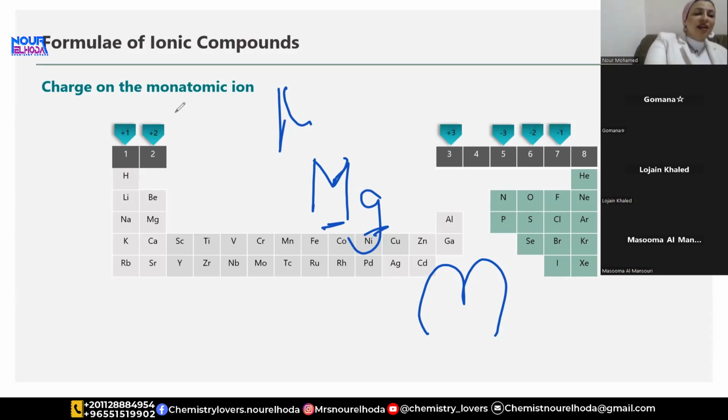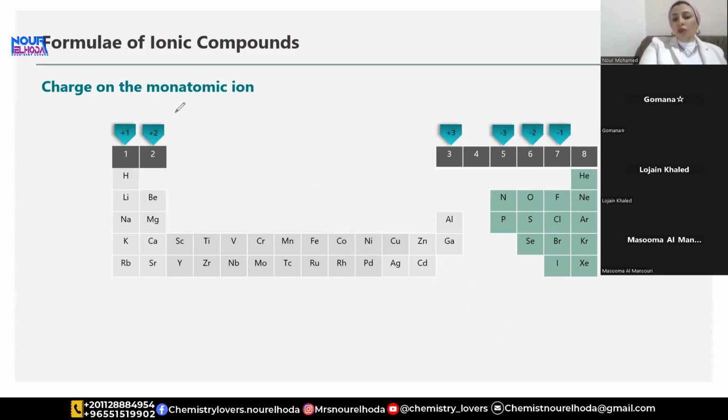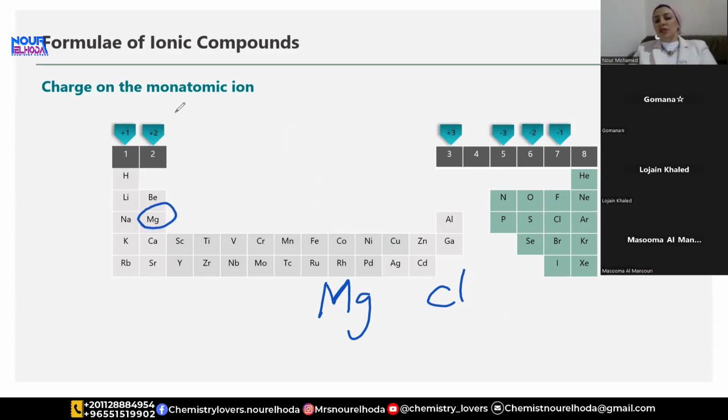Let's say I want to write magnesium chloride. So I'm going to write Mg and then I'm going to write Cl. But where is Mg in the periodic table? If I go and check, I find magnesium is in group 2. So what's the number I should put? I should put 2. Why should I put 2? Because for metals, you put the same as the group number. So for any metal, to write the formula, you should put the same as the group number.